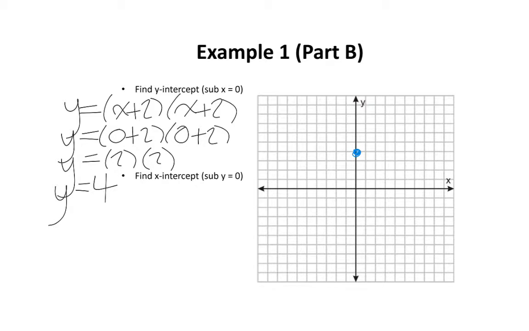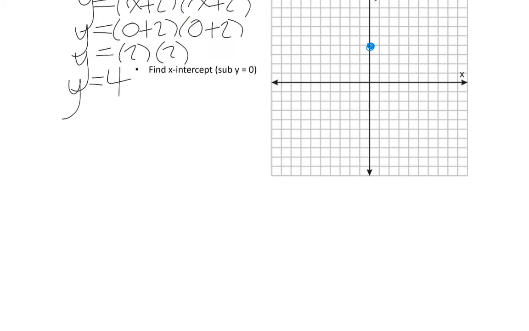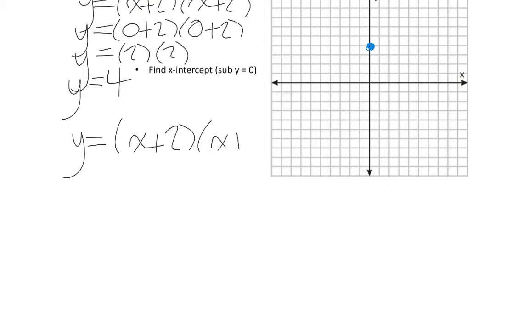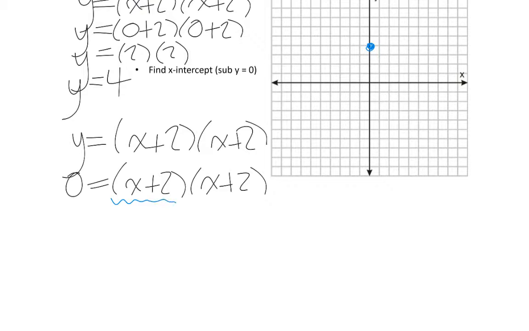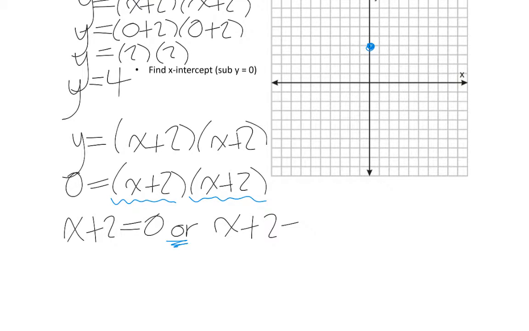In the next step, we want to find the x-intercepts. So let's begin by rewriting our parabola in factored form. We figured this out in part A. You need to sub y is equal to 0. So I'm going to change y into a 0, and everything else stays the same. Now at this point, you know that if you multiply this binomial by that binomial, your answer is equal to 0. So either the first binomial is equal to 0, or the second binomial is equal to 0.